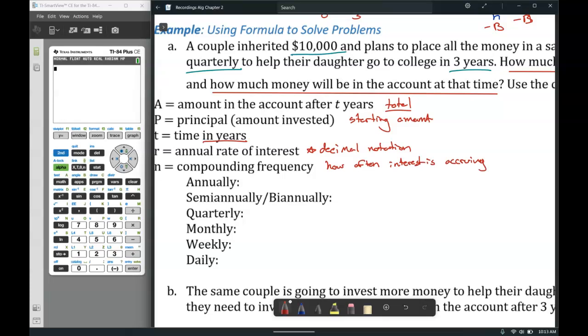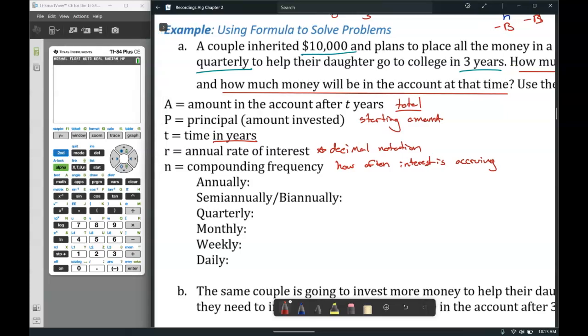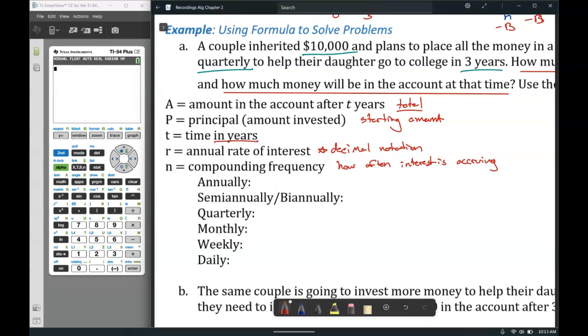And so there's some common terms that we'll see for compounding frequency. The number of times a year that interest is being accrued. If it's annually, that's 1 time per year. Semi-annually is 2 times per year. Quarterly is 4 times per year. Monthly is 12. Weekly is 52. And daily is 365 days per year.